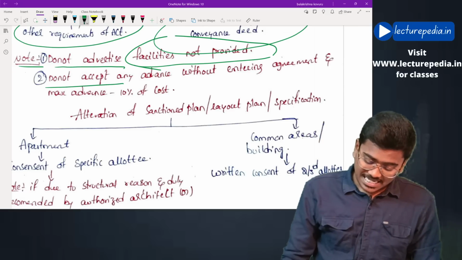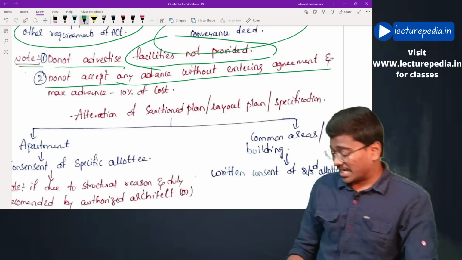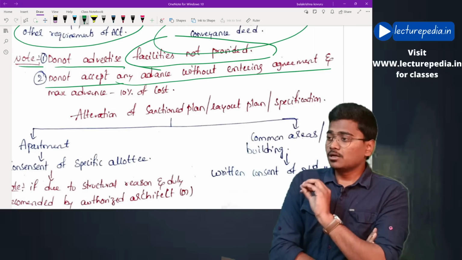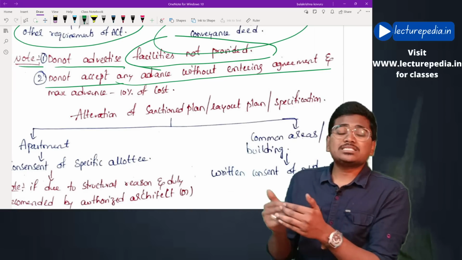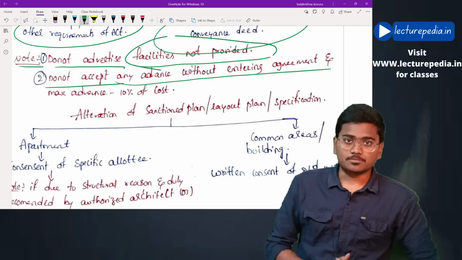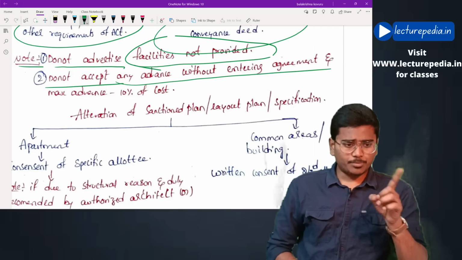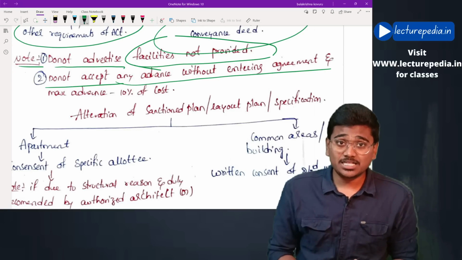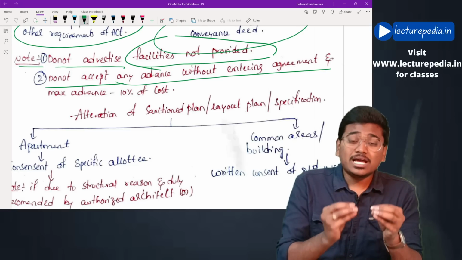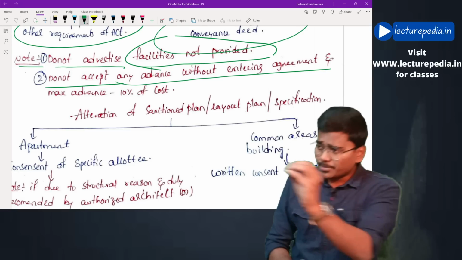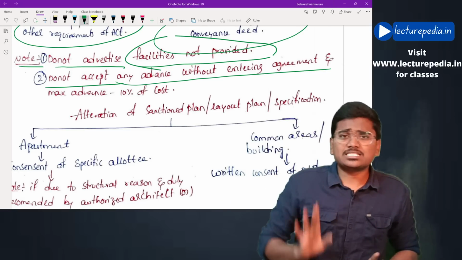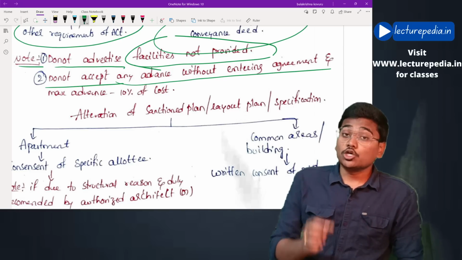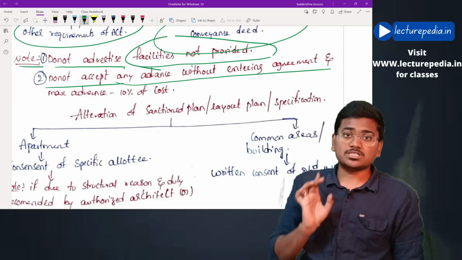Next, do not accept any advance without entering into an agreement. See, now what the promoters basically will do is, they will accept some advance amount from the allottees. Now the Act says that, promoter, if you want to accept an advance amount from the allottee, okay, you accept, but first of all enter into an agreement with the allottee. After that you accept the advance, there is no problem. But before entering into the agreement, you should not accept any advance.